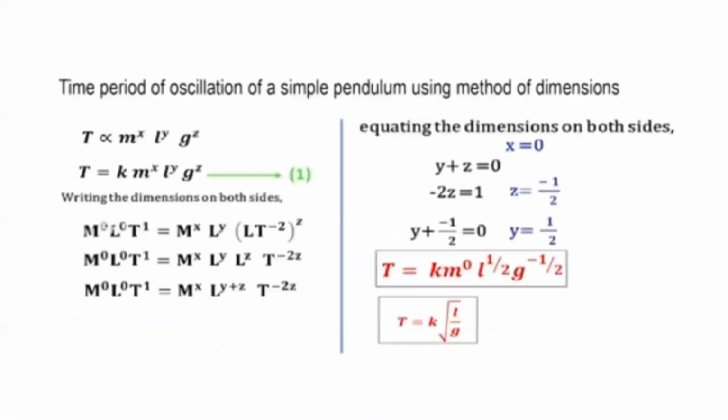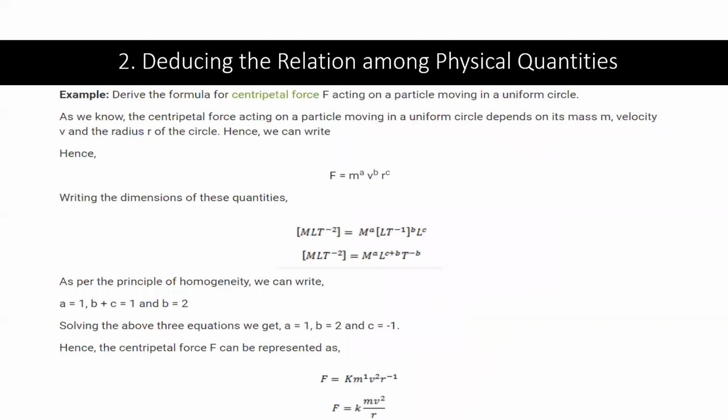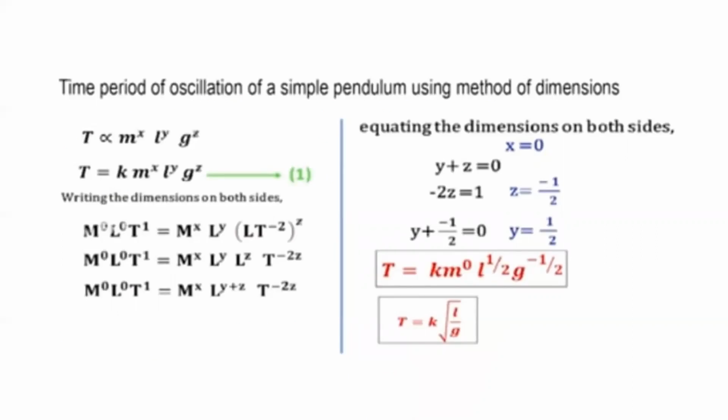Let us see one more example where we are deducing the expression for time period of a simple pendulum using the methods of dimensions. So this can be a question for 3 marks. Derive the formula for centripetal force, which depends upon mass, velocity, and radius. This can be another question for 3 marks. Time period of oscillation of a simple pendulum using the method of dimensions.